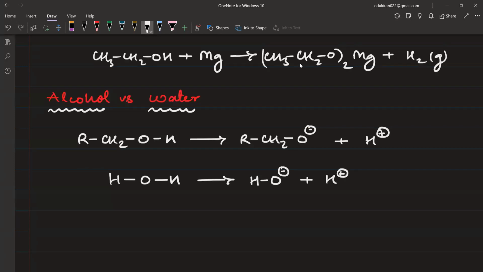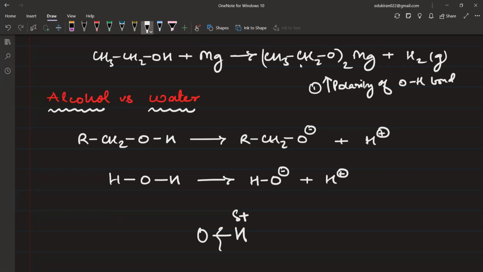Now, how can we determine which is more acidic? There are two factors. First factor is polarity of the OH bond. If the polarity of the OH bond is very high, that means the OH bond is very much polar, this positive charge will be there on the hydrogen atom, and this hydrogen atom will have almost complete positive charge. Hence, the breaking of this bond will be very easy.